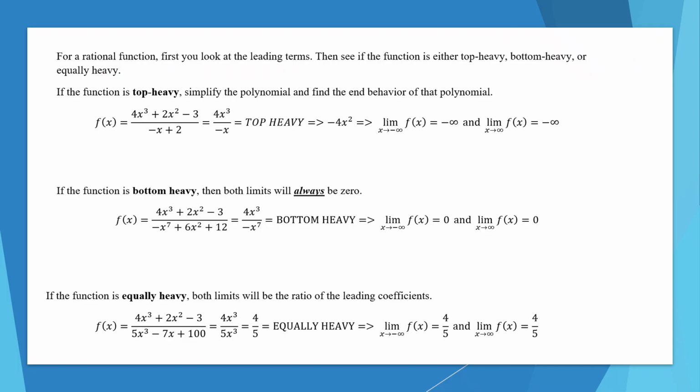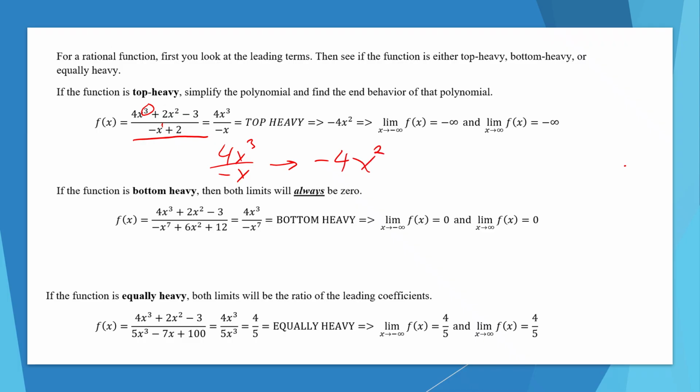So let's take a look at the three sets of rules once you have your function classified. So if the function is top-heavy, like this rational function here, we see x cubed over x to the first. First thing you're going to do is take your leading terms, so that's 4x cubed over negative x. Then, because it's top-heavy, you're going to simplify that as much as you can into a polynomial. So we can cancel out an x from the top and the bottom, and 4 over negative 1 is just negative 4x squared.